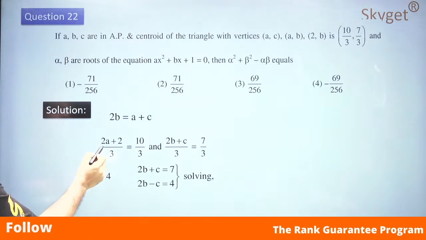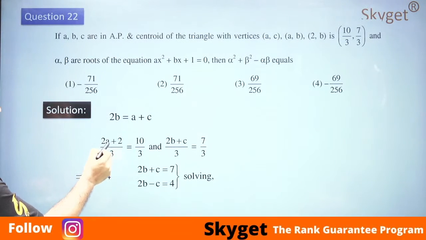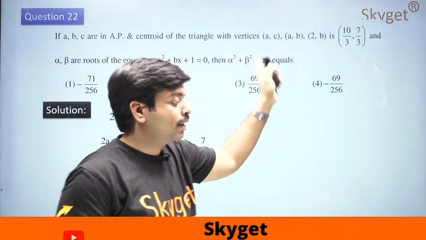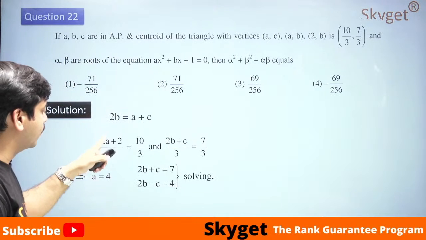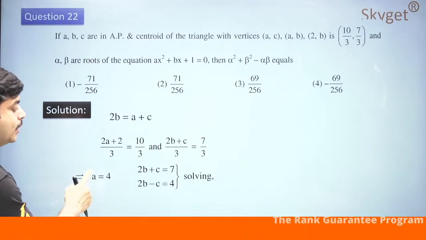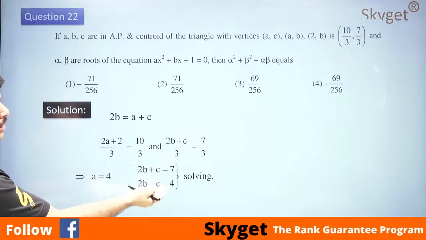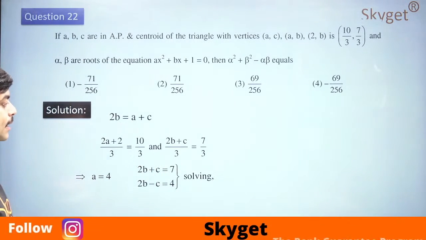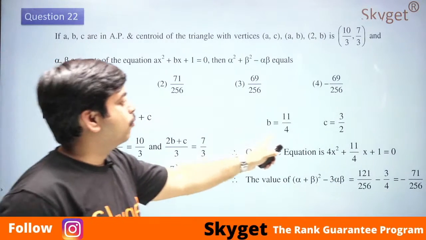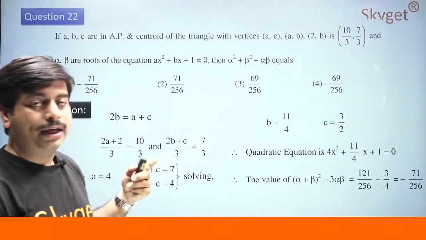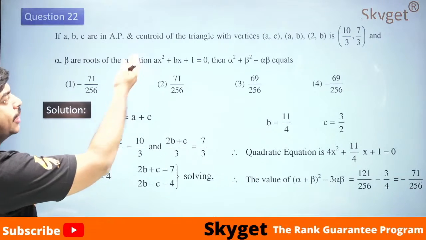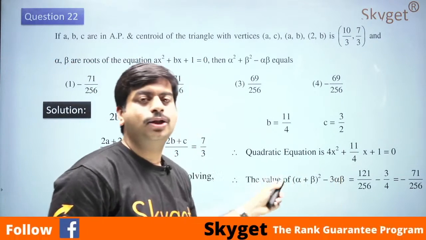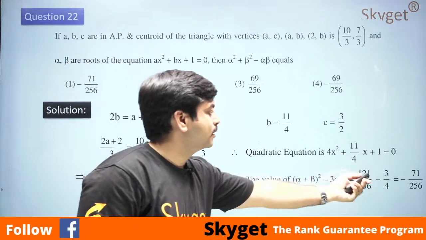From this relation, 2a plus 2 by 3 will be equal to 10 by 3, we get one more equation from the centroid here. So from there you will directly get a. Once you get a, you can solve the other two equations to get the values of b and c. The b value will be equal to 11 by 4, and the c value will be equal to 3 by 2. Once a, b, c are there, you can find the quadratic equation, and then you know alpha plus beta and alpha beta.